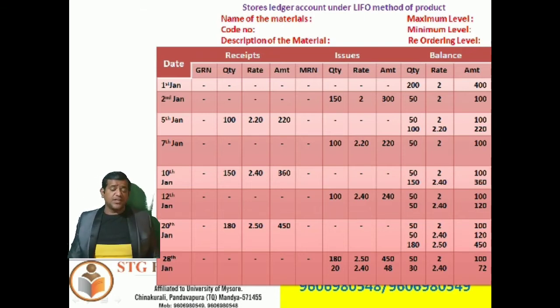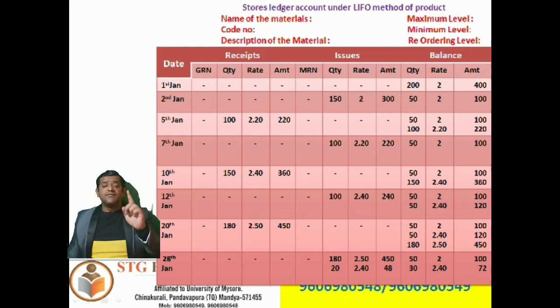On 5th January, there is a receipt. We have purchased 100 units of material at rupees 2.20. So the amount is 220. Now the issue is dash, dash, dash, but the balance is the old 50, 50 into 2, 100, and this receipt purchase is 100 at rupees 2.20, that comes to 220 rupees.